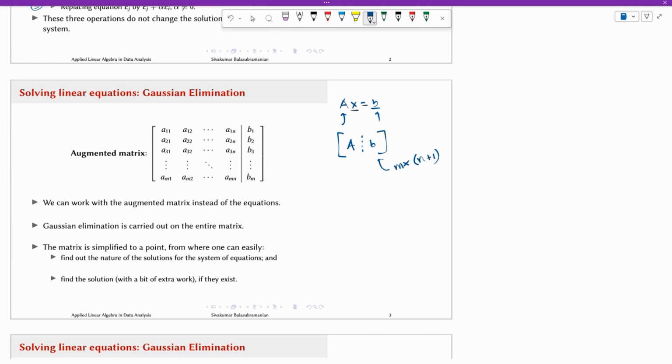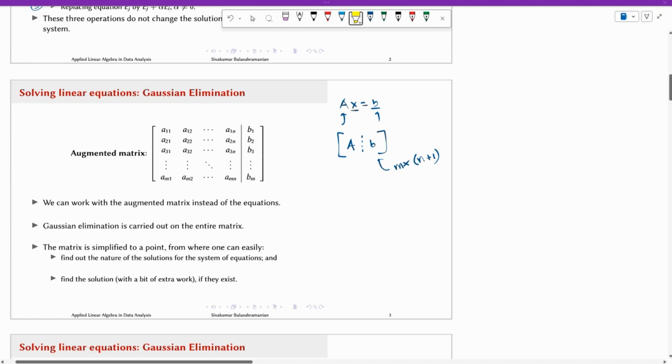And now to solve the system of equations, we will use this augmented matrix and just perform row operations on it, because the 3 operations that we perform on the different equations in Gaussian elimination correspond to operating on the rows, because the equations correspond to the rows of the matrix. And when you simplify it, we'll see what the simplified version is.